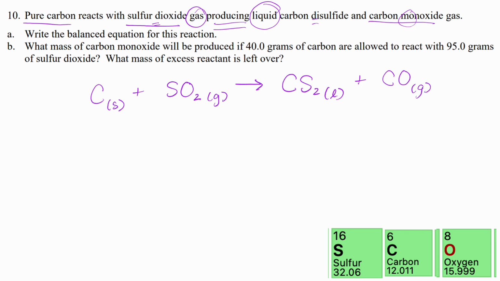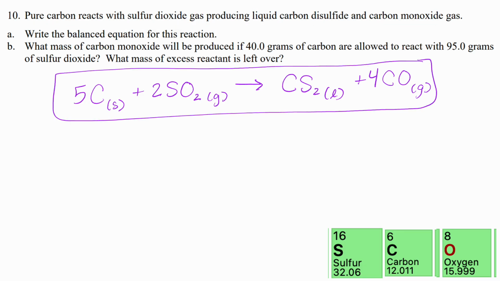So now last step for part A is to balance it. I have one carbon on each side. I have one sulfur on the left, two sulfurs on the right. So I'm going to multiply this one by 2. That means I now have 4 oxygens on the left and only 1 on the right. So I'm going to put a 4 here, which is then going to give me 5 total carbons on the right side. So now I'm just going to put a 5 in front of carbon on the left side. And that is the answer to part A.